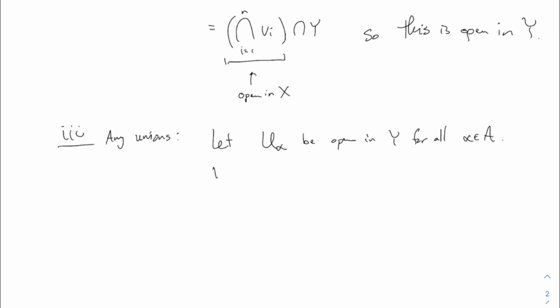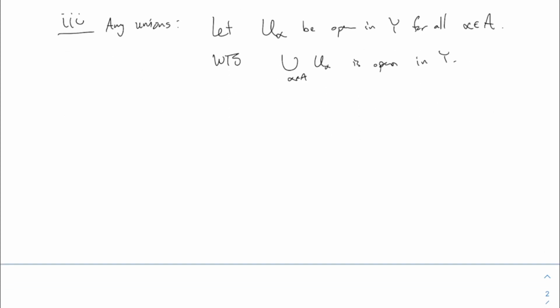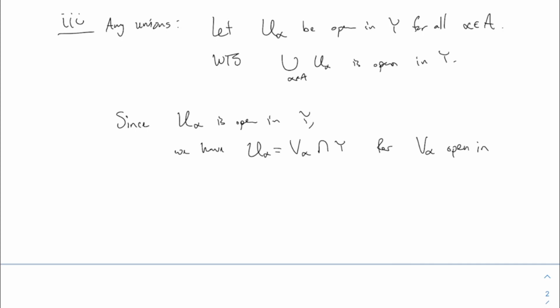All right, and then what I want to show is that the union over alpha in A of U_alpha is open in Y. This is what we want to show. Before that, I'm going to say, since U_alpha, really it's the same steps as the previous argument. Since U_alpha is open in Y, that means we have U_alpha equals something like V_alpha intersect Y for V_alpha open in X.